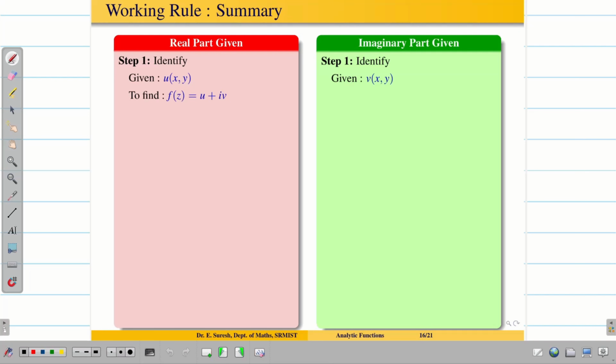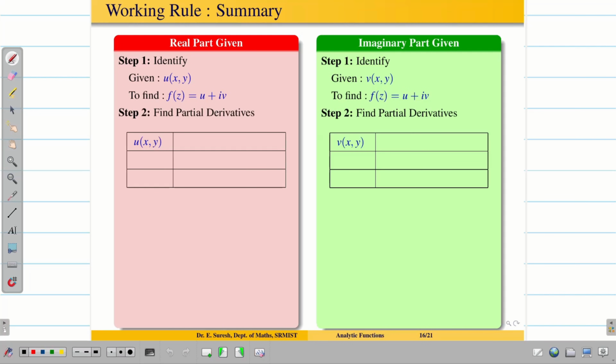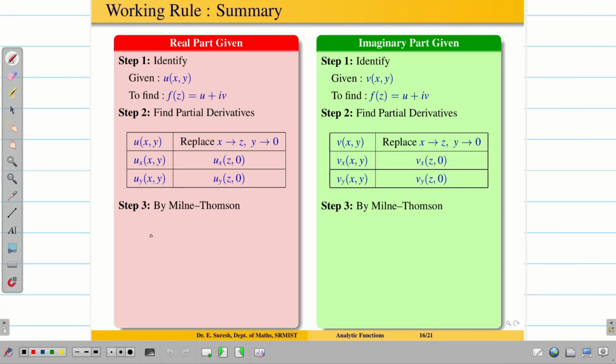Similarly, if the imaginary part v is given, we have to find f of z. Step 2: if the real part is given, we have to find the partial derivatives ux, uy, and for the imaginary part we have to find vx, vy, and x is replaced by z, y is replaced by 0 in both cases, and we have to keep them ready. And step 3, by Milne Thomson's method, I can replace this ux of x comma y by ux of z comma 0, similarly in the other part.